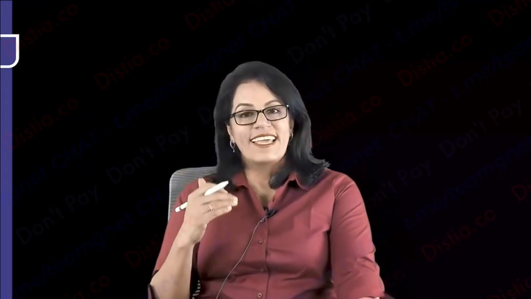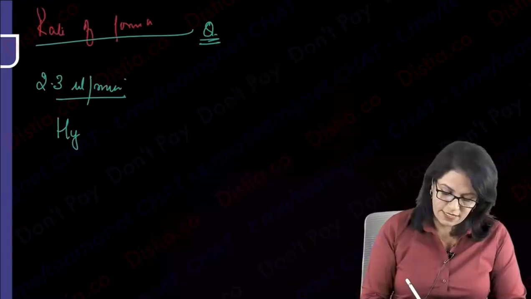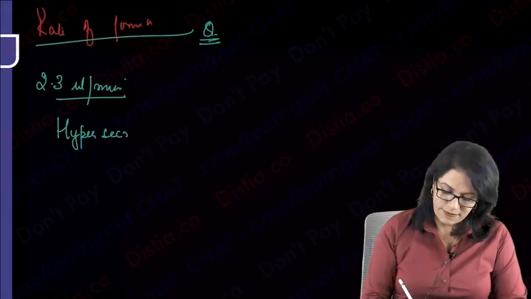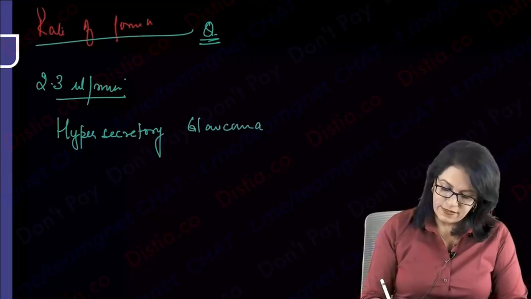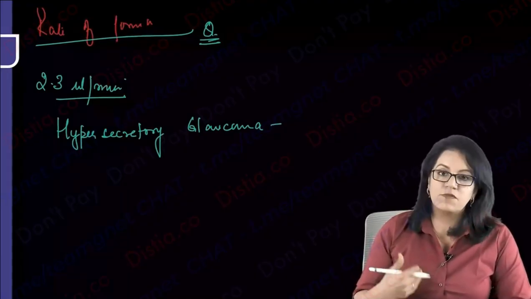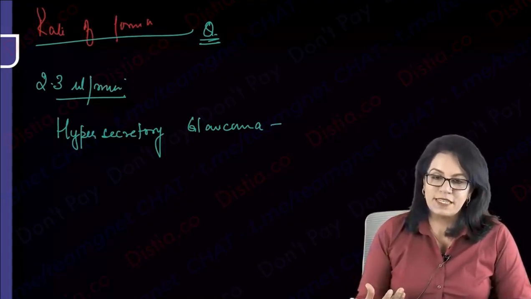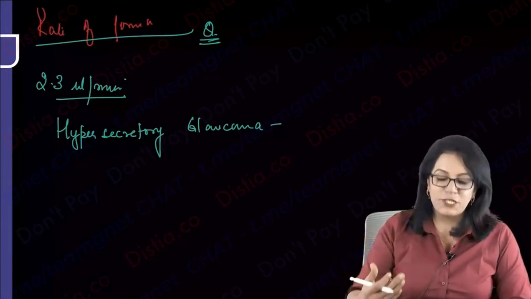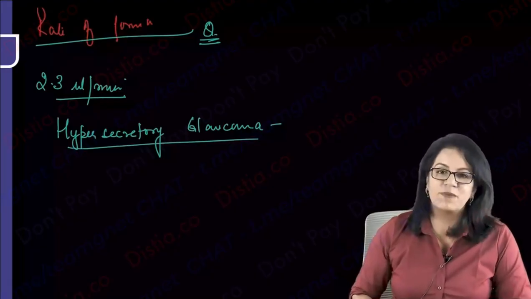In the majority of aqueous problems, when there is more aqueous, it is due to less drainage. But there can be a condition where more aqueous is formed. When more aqueous is formed, we call it hypersecretory glaucoma. Right? So what is hypersecretory glaucoma? When more aqueous is due to increased formation of aqueous humor. It is not due to less drainage, it is due to more formation of aqueous. We call it hypersecretory glaucoma.